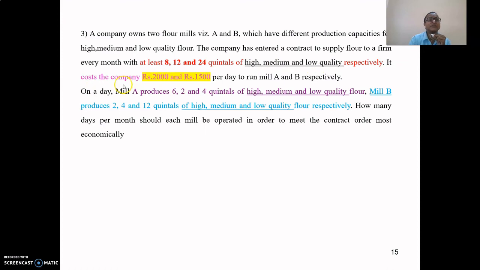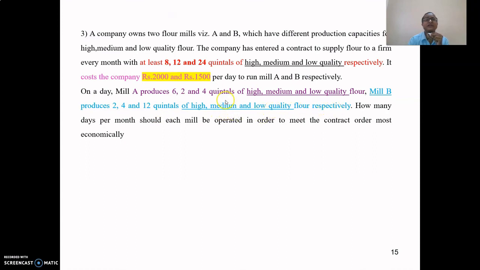It costs the company rupees 2000 and 1500 per day to run mill A and B respectively. On a day, mill A produces 6, 2, 4 quintals of high, medium and low quality of flour, while mill B produces 2, 4, 12 quintals of high, medium, low quality of flour respectively.